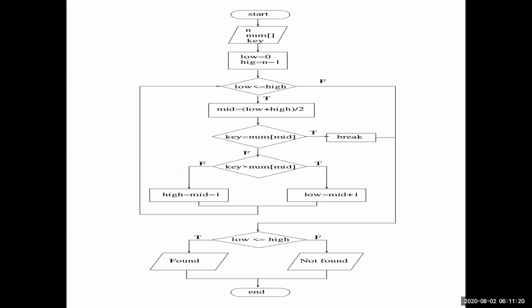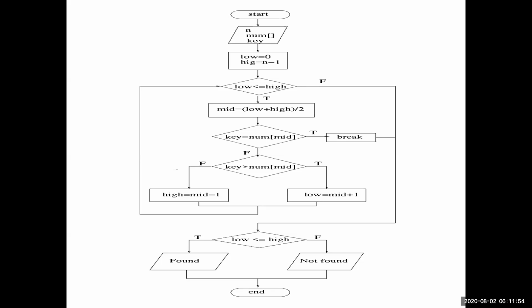And low is initialized as 0 and high is initialized as n minus 1. If low is less than or equal to high, then compute the mid value. If key is equal to num of mid, then key is found, then come out of the loop. Else if key is greater than num of mid, then we have to search the key in the second half of the list. At that time we have to reassign the lowest index to mid plus 1.